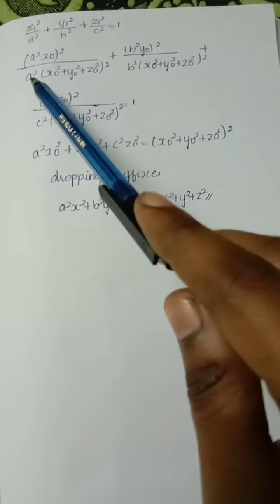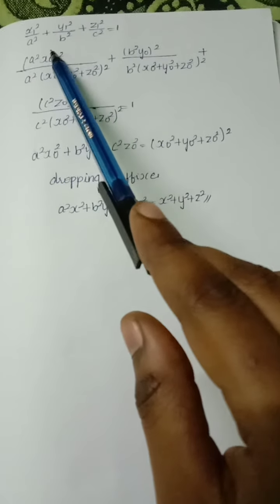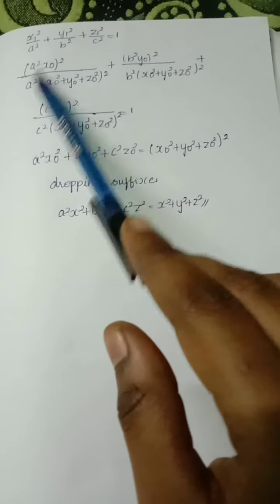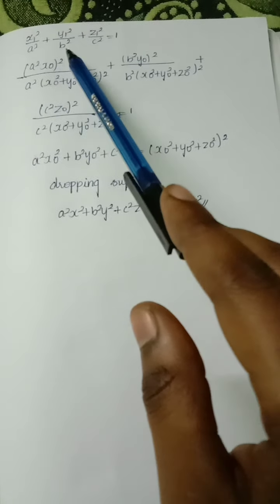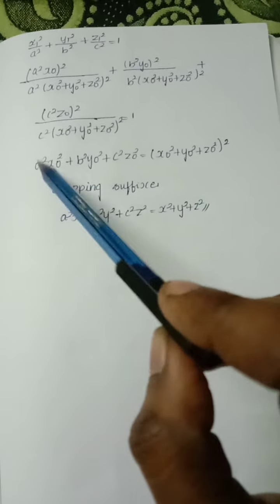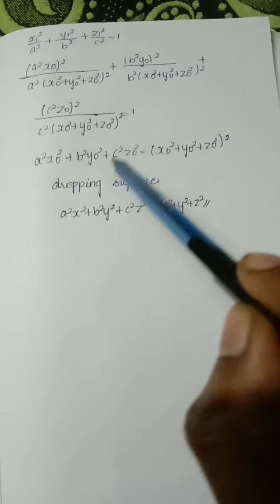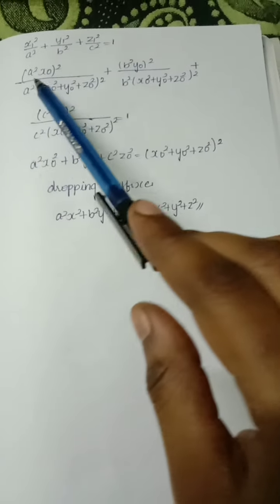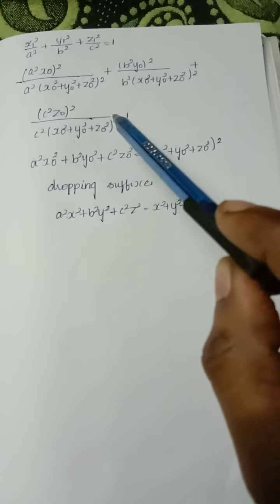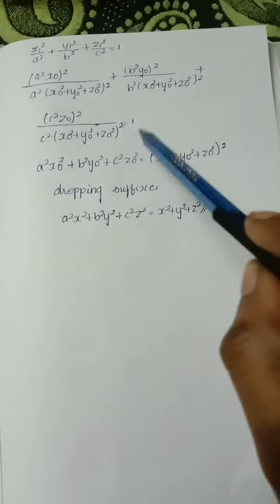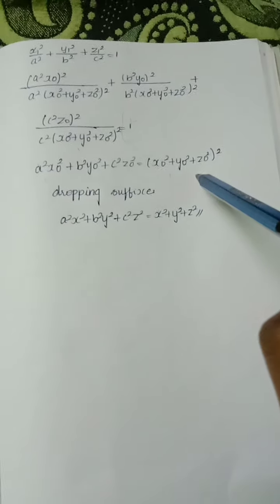Then we cancel this a square, because the upper term also has a square in power, into 2 means there is a power 4. So this a square and a power 4 get cancelled, and one a power 2 is left in the numerator. So that numerator a square is placed here. Then x0 square plus b square y0 square plus c square z0 square, likewise the first term of a square, equal to x0 square plus y0 square plus z0 square the whole square, because here 1 into anything is anything. So that anything is nothing but x0 square plus y0 square plus z0 square the whole square.